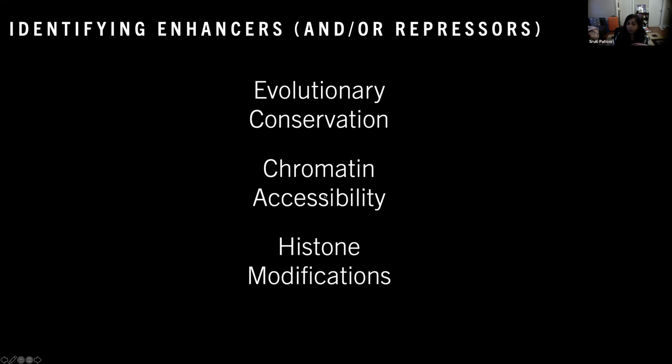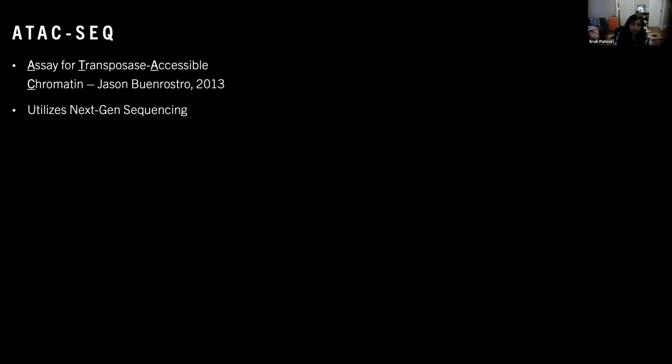So a lot more people these days rely on chromatin accessibility and histone modifications. And so I'm going to talk first about chromatin accessibility. One of the very popular techniques for looking for chromatin accessibility is called ATAC-seq. This is a very recent technique that was first published in 2013. It stands for Assay for Transposase Accessible Chromatin.